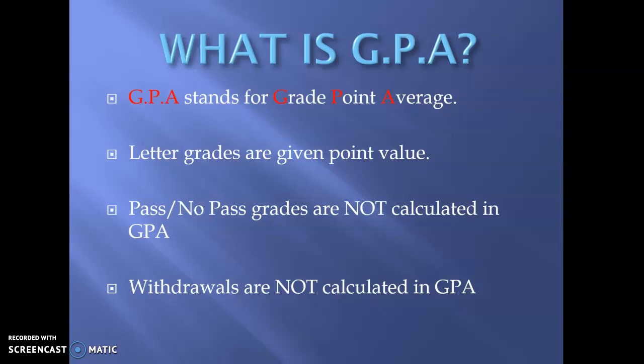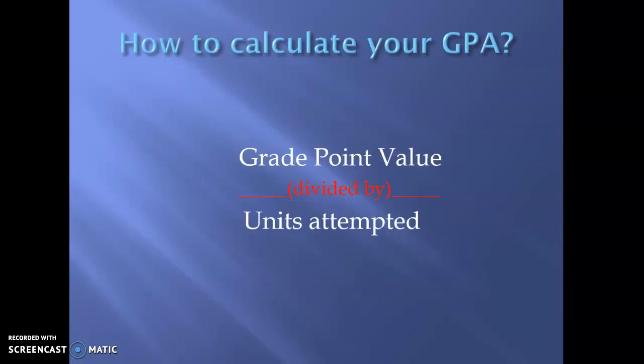That does not mean that the class isn't important or you won't receive units for it. It just means that we cannot calculate it in our GPA. Grades of withdrawals, which also stands for W, are also not calculated in your GPA. So how do we calculate your GPA? We take the grade point value and divide it by all your units attempted.